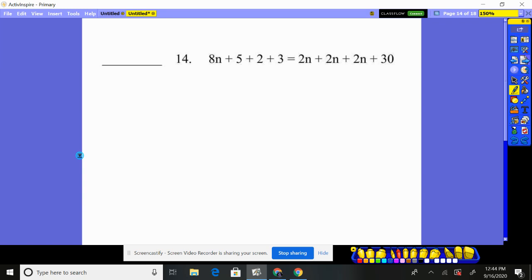Number 14, well, we have a bunch of stuff here. We have a variable, a number, a number, a number, equals a variable, a variable, a variable, and a number. So before we start moving anything, we're going to combine like terms.